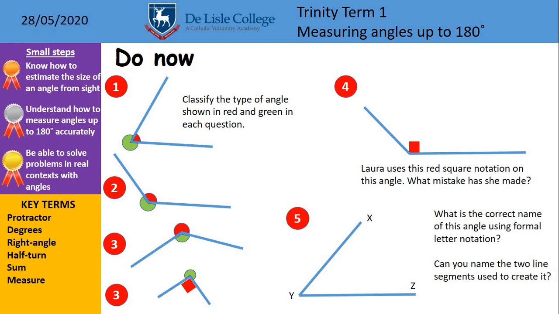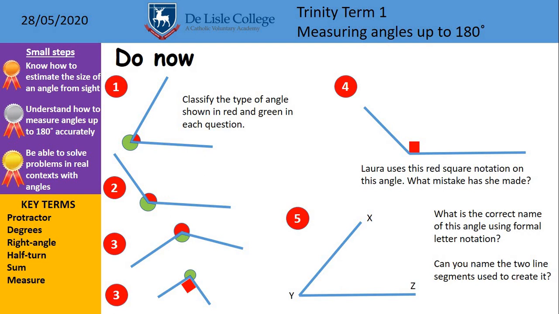So, draw a line under your previous week's work. Today's date and "Measuring angles up to 180 degrees" is the title. Once again, there is an accompanying worksheet that comes with this. If you can print it off, fantastic. If you can't, not to worry, you'll still need your protractor and you can simply measure off the PowerPoint on the screen in front of you.